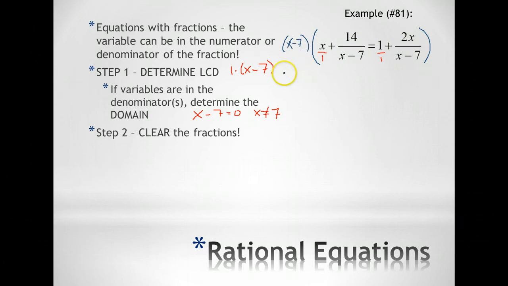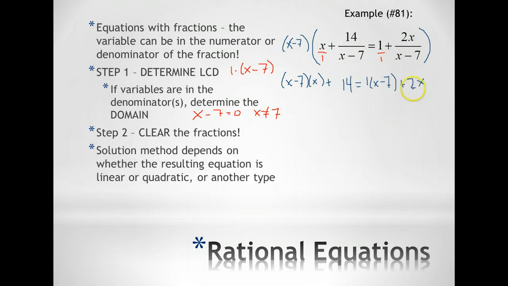So when I distribute that x minus 7, I get x minus 7 times x, plus the x minus 7's cancel for the second term, so I just get 14, equals 1 times x minus 7, and then again the x minus 7's cancel for the last term, and I get 2x. Okay, so this is the equation I have to solve now. Much simpler to work with because there's no fractions.